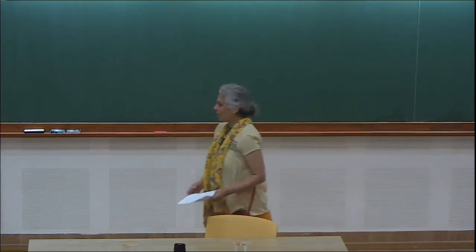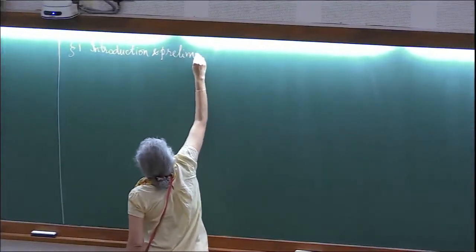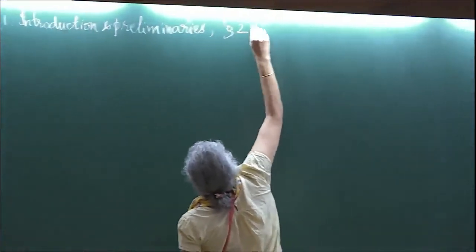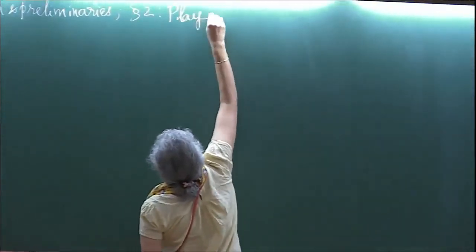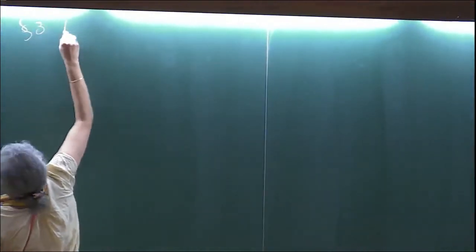There have been some talks on Iwasawa theory already, but I'm going to do a quick recap for the benefit of some of the youngsters who are here. I'm going to divide my talk into 3 parts. The first will be introduction, preliminaries. The second will be the players, where I'll introduce the objects that we are going to be studying. And then finally, I'll talk about the results.